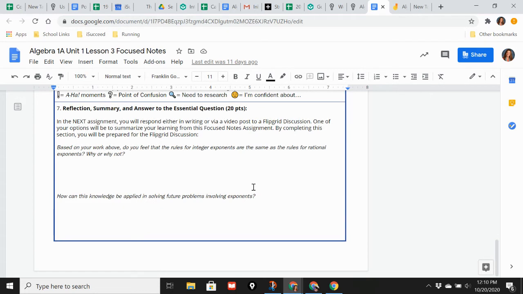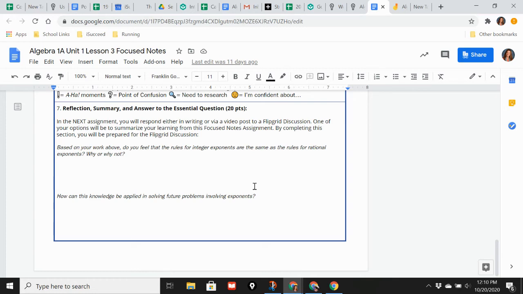Okay, and then last but not least, once we've done all that, we will circle back to the essential question. We'll answer it, okay? So based on the work above, do you feel that the rules for integer exponents are the same as the rules for rational exponents? Why or why not? And then we will answer how this knowledge can be applied in solving future problems involving exponents, okay? So this is that summary piece that we're going to take to the next assignment. So it's really important that we do a nice job on it.